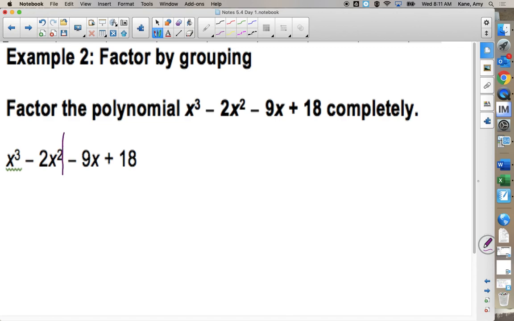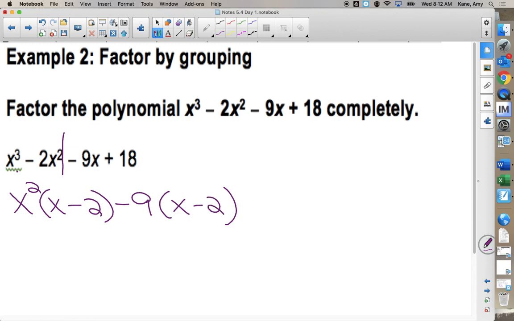So kind of think, put a little line down the middle there after the second term. We're going to look at these two things and see what they have in common. So Jack, what do the first pair have in common? X squared. And if you take out that x squared, you have x minus 2. And then the second pair, Jack, what do they have in common? A negative 9. And in parentheses, x minus 2. So factor by grouping, you're pairing terms together because they have something in common.